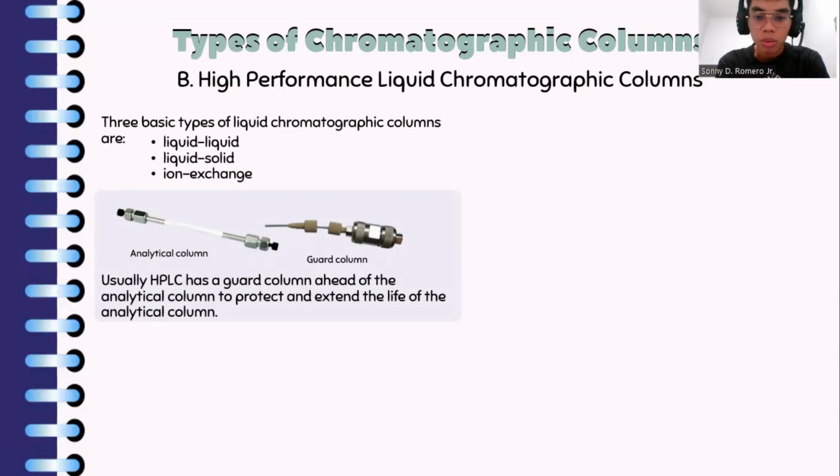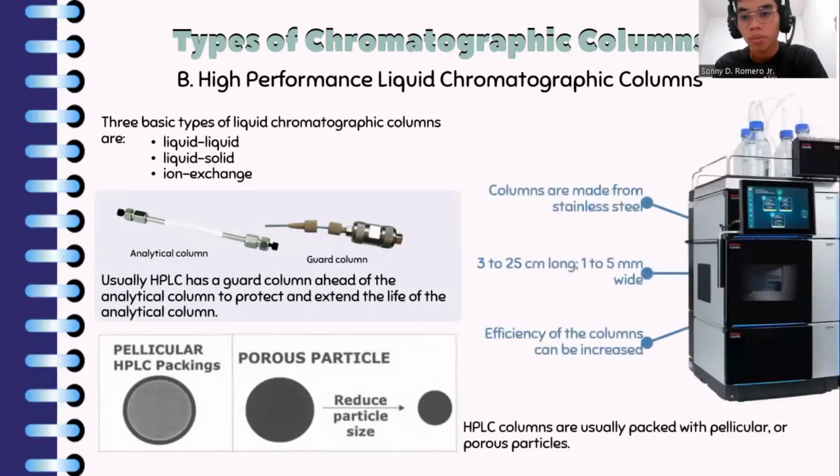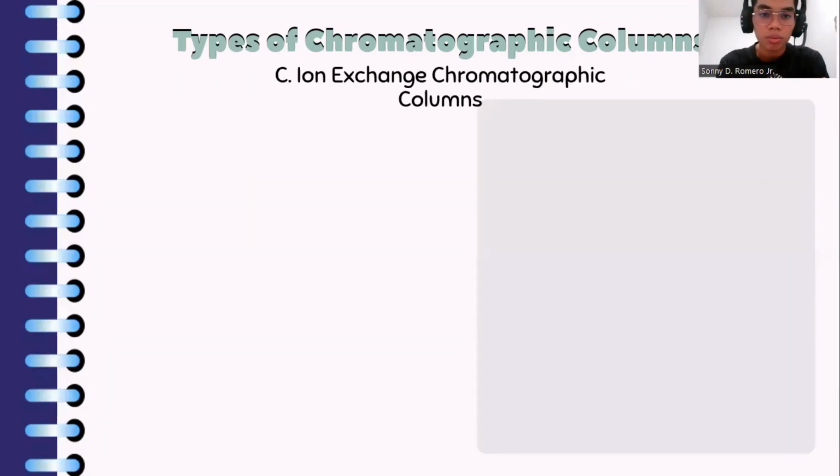As for its material, HPLC columns are usually packed with porous particles. These particles are made from polymer or glass beads, and are surrounded by a thin layer of silica, resin, or another type of ion exchange resin. As for resin particles, they are usually made up of silica. The high-performance liquid chromatography columns are commonly made from stainless steel, with a length of 3 to 25 centimeters and a diameter of up to 5 millimeters, so that the efficiency of the columns can be increased.